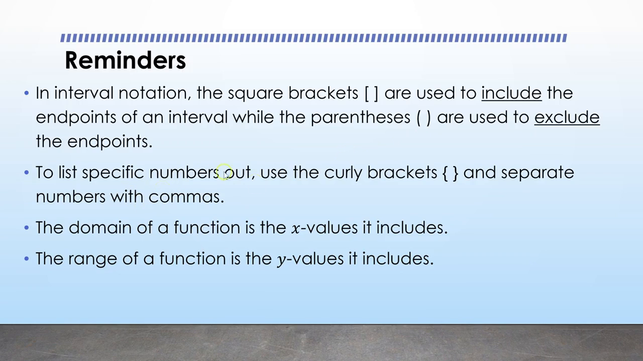If we just need to list out specific numbers, then we use the curly brackets and we separate them with commas. And don't forget that the domain is the x values, so we're going to be looking from left to right. What does the graph include? And for the range, we're going to be looking up and down in the graph. So what are the highest and lowest points it hits?